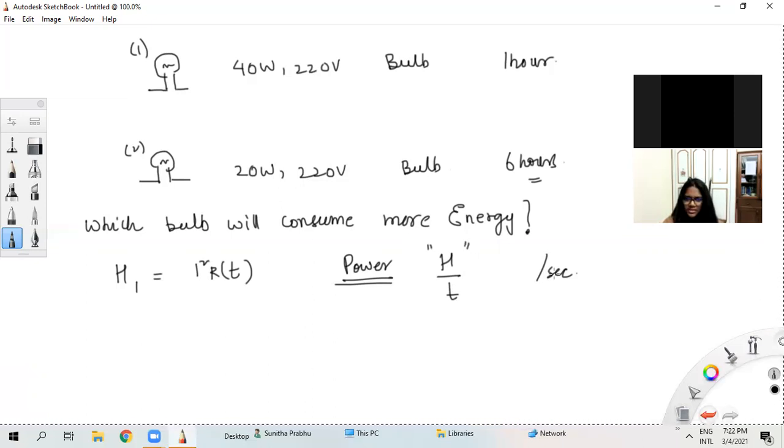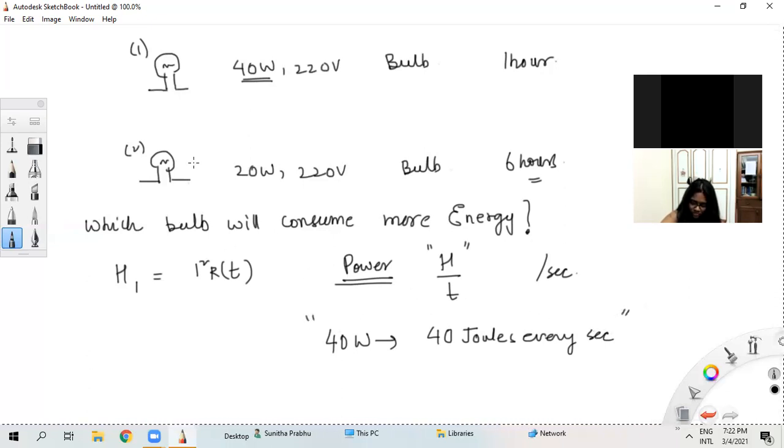First one, because it is 40 watt. 40 watt means I am going to consume 40 joules of energy every second. That is what a 40 watt bulb means. Please make a note of this carefully. When I say a bulb is rated at 40 watt 220 volt, what I am saying is, you switch me on, then I am going to consume 40 joules of energy every second.